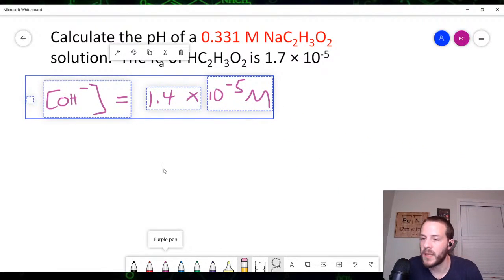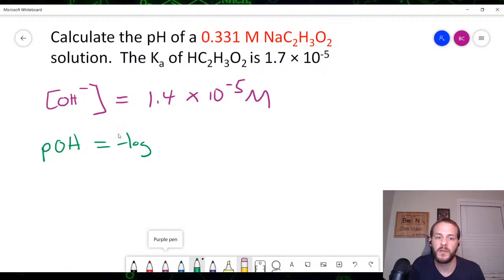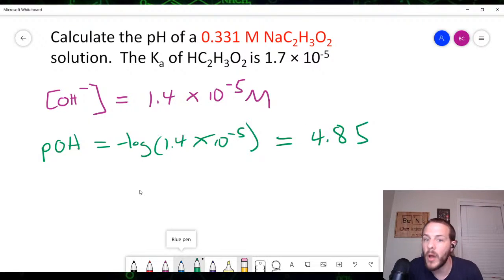So that's hydroxide concentration, but we're still kind of a long way from finding pH. Well, we can find pOH, right? pOH, that's the negative logarithm of the hydroxide concentration. So in this case, negative log of 1.4 times 10 to the minus 5, right? Let me punch that in my calculator real quick. Negative logarithm of 1.4 times 10 to the minus 5. So this is pOH. What I got was 4.85.